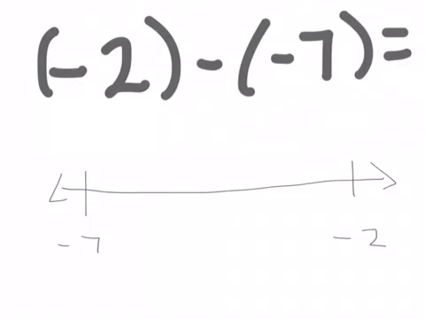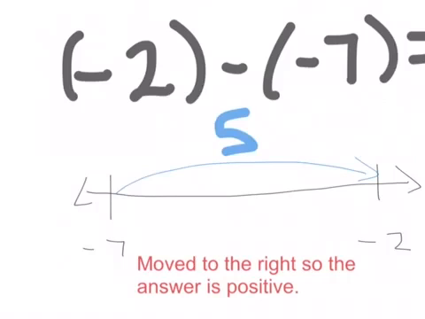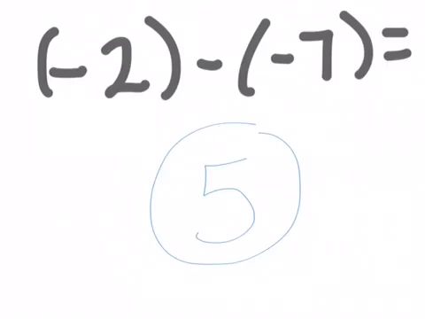Next, I use a number line. What's the difference between -7 and -2? If we make a jump, there are 5 spaces between it. Since we moved or we jumped to the right, our answer will be positive. So for the answer, what is the difference between -7 and -2? The answer is 5, or positive 5.